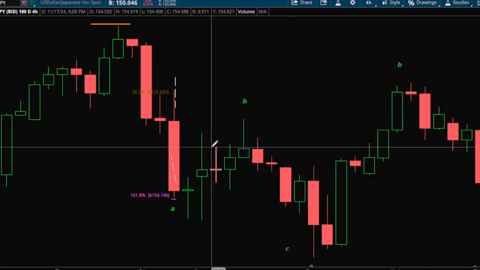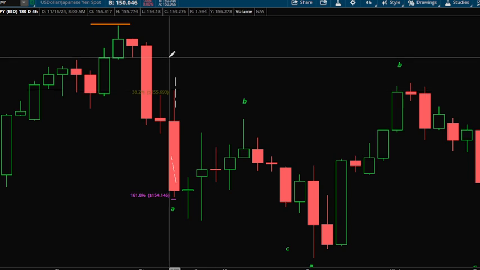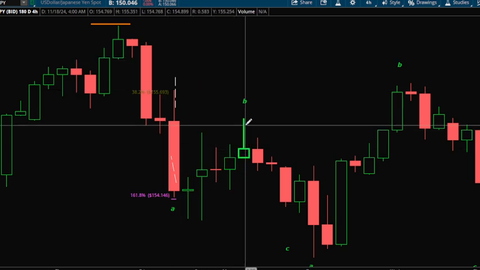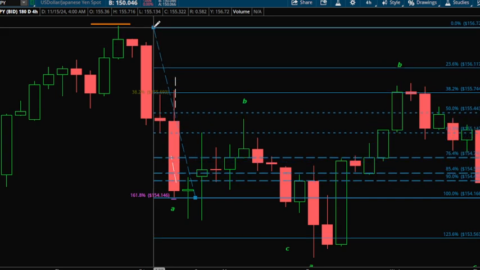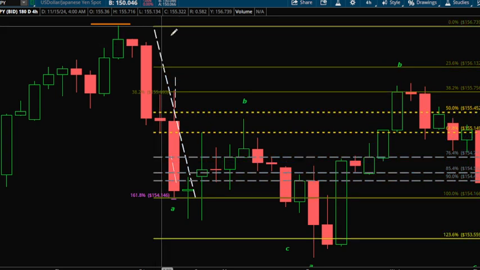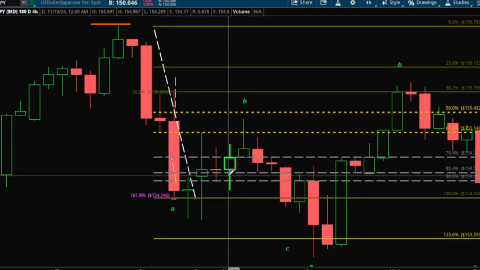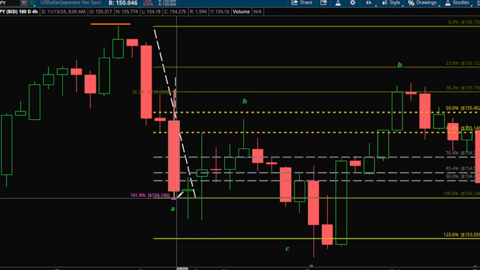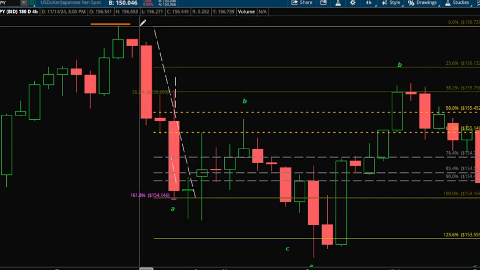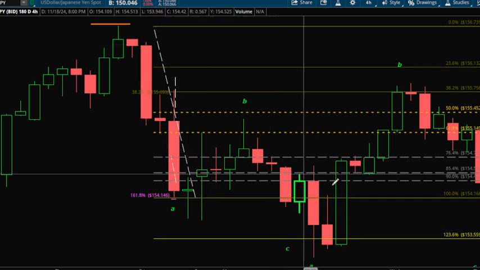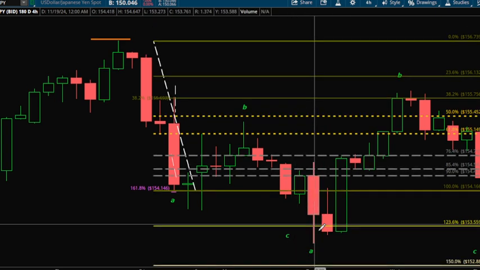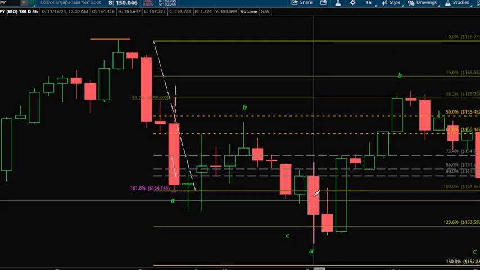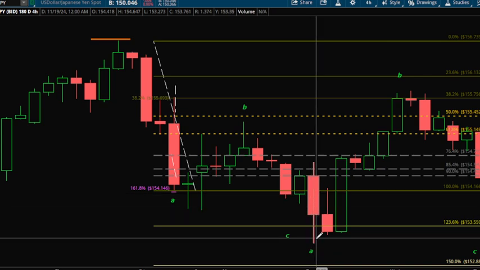So now, where were we? We got the A and a B. We need the C. So we measure A only, measure in 3 waves. We use our extension or our retracement tool only. Start at the top to the bottom. This gives us a 123. See how this would have been our final move, but it went past it.